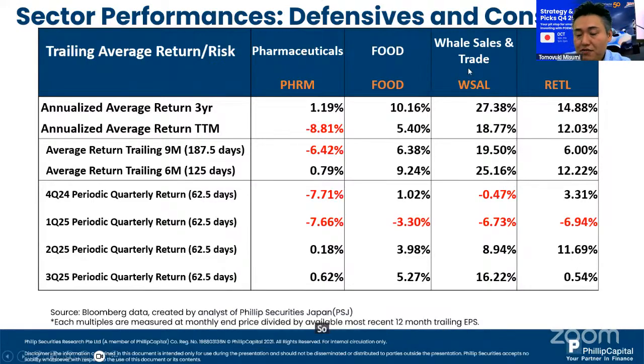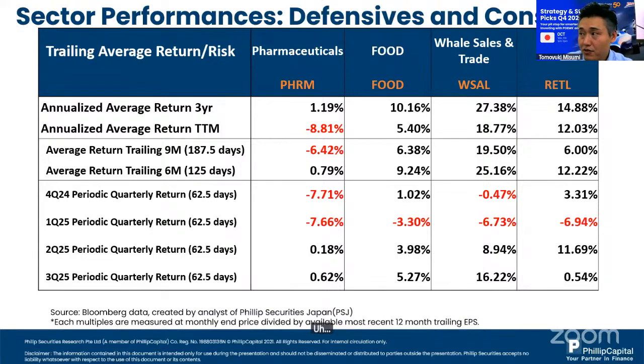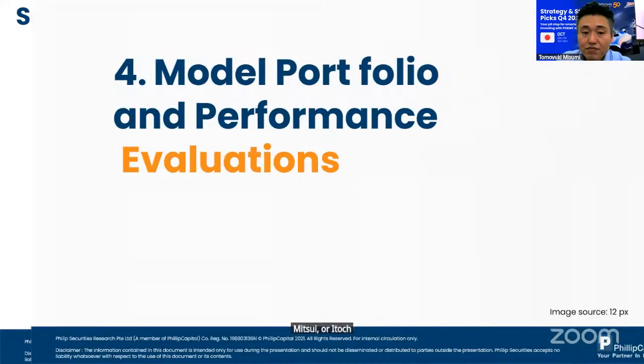The wholesale industry is surprisingly performing well in the third quarter of 2025 because of some remarks by Berkshire Hathaway's investment chief that there is pressure for shareholder returns from investing in wholesale trade companies like Mitsubishi, Mitsui or Itochu.